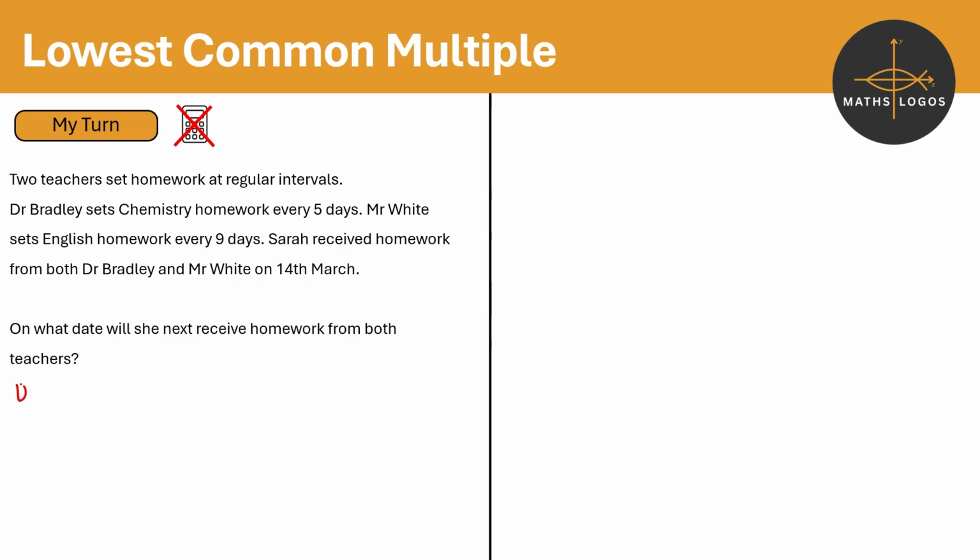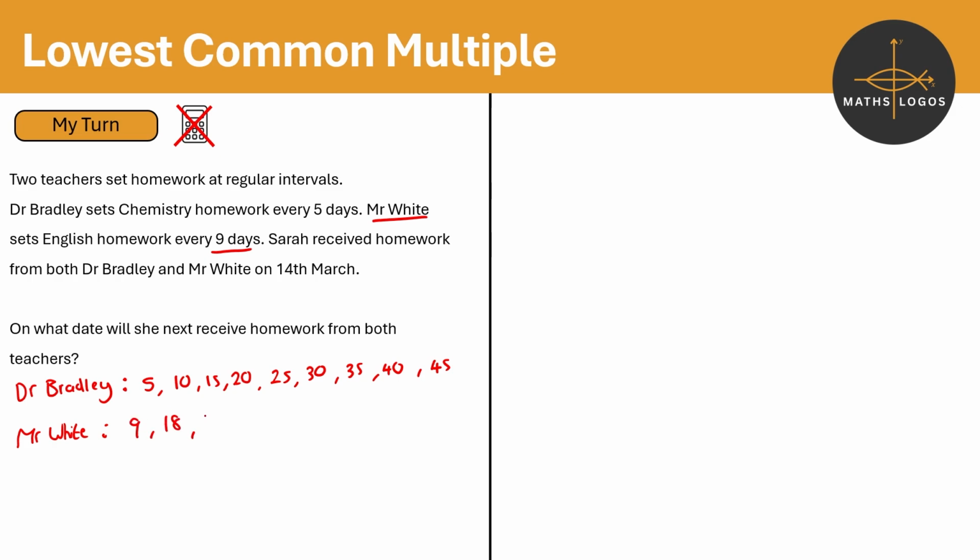So let's look at Dr. Bradley to start with. She sets homework every 5 days. So we'll list out the multiples of 5: 5, 10, 15, 20. And Mr. White sets homework every 9 days, so we'll list out the 9 times tables, the multiples of 9. So 9, 18, 27, 36, and 45. So I can see that their lowest common multiple is 45 days.